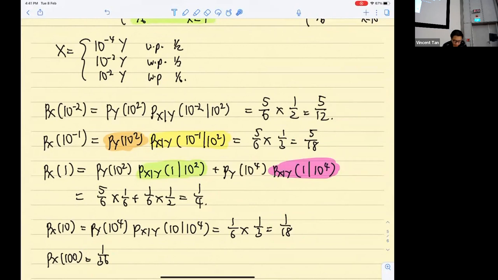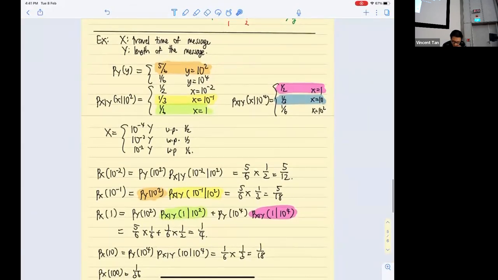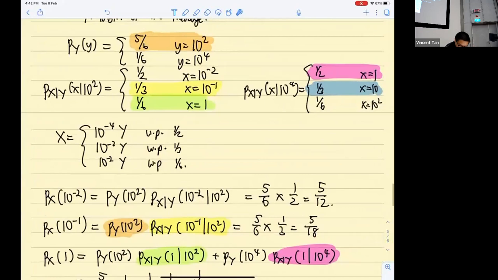Okay, so this is one way of using conditional probabilities. This is a very important example. Let me just go through it again. So a priori, at the very beginning of time, you only have 2 messages that you want to send. One is called a long message, and one is called a short message. So at the very beginning of time, you only want to send 2 messages, 1 short and 1 long. And how short is short? 10 to the 2, long is 10 to the 4.